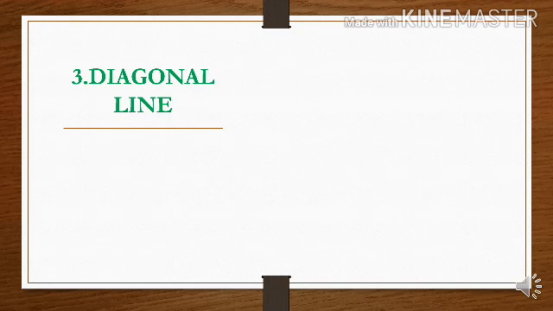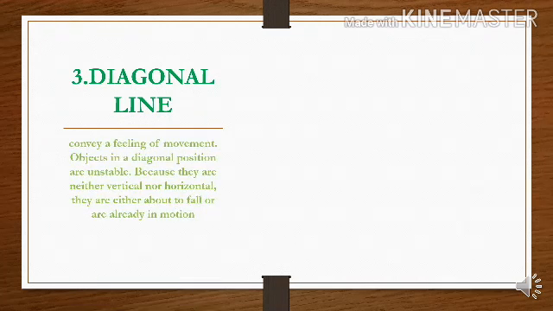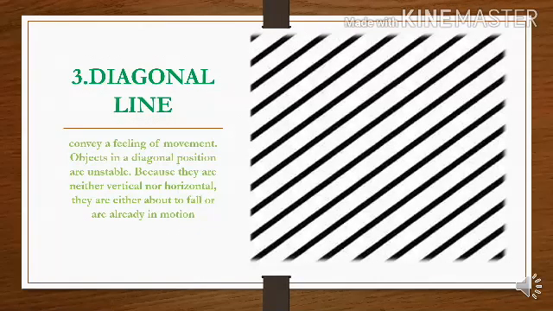Number 3. Diagonal lines. Diagonal lines convey a feeling of movement. Objects in a diagonal position are unstable because they are neither vertical nor horizontal. They are either about to fall or are already in motion. This is an example of a diagonal line.